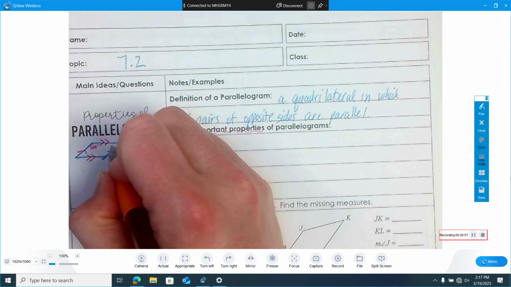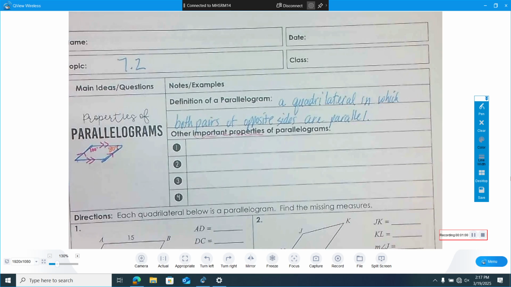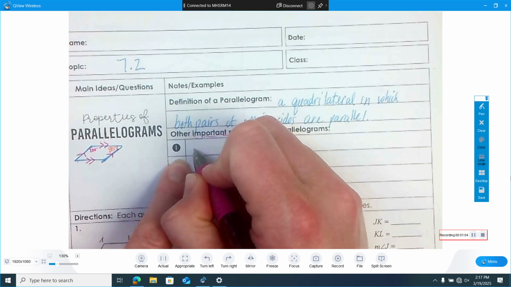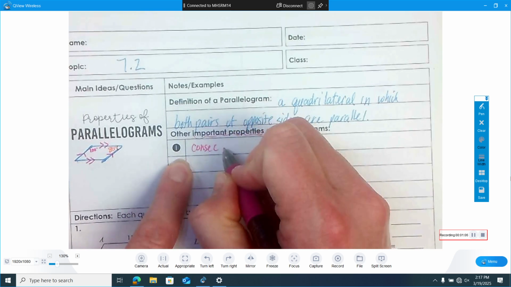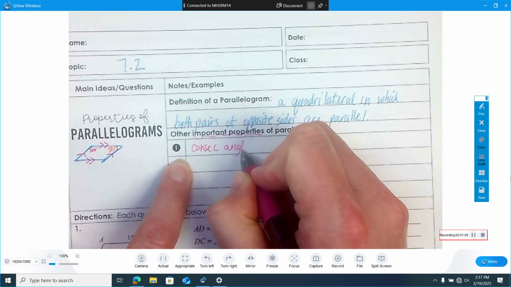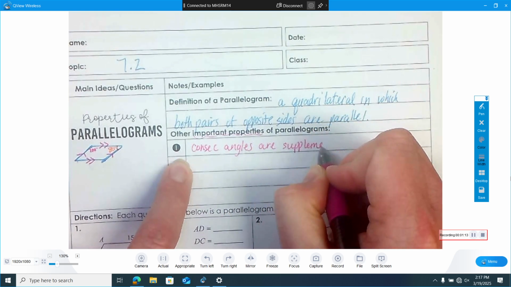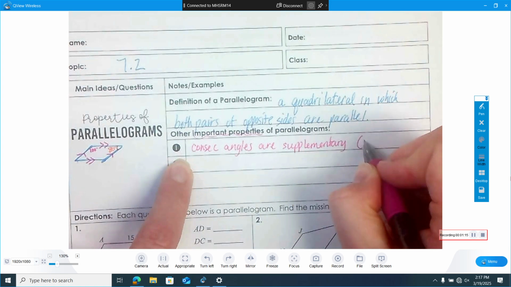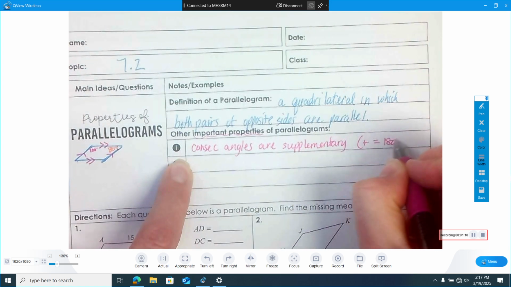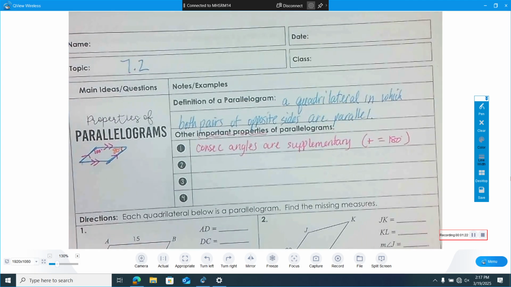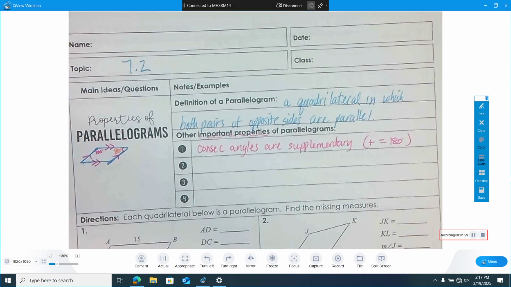80. Why 80? Because they equal 180 degrees. The reason: consecutive angles are supplementary. So they add to equal 180 degrees. So one after the other, we know because of parallel lines, they're going to add to be 180 degrees. Nice. So that's easy to see, 180.